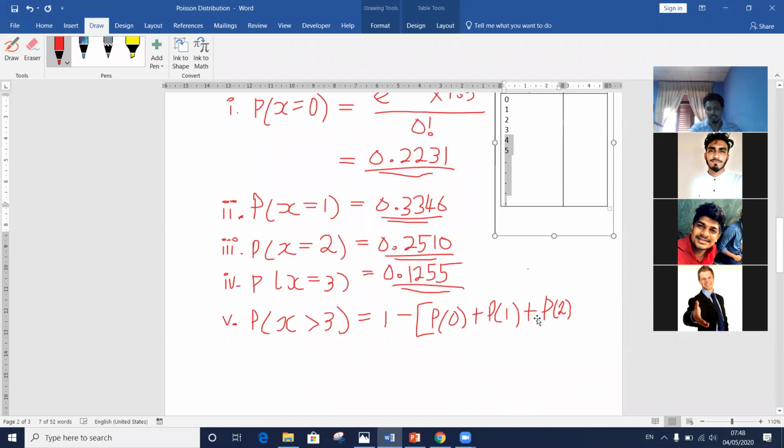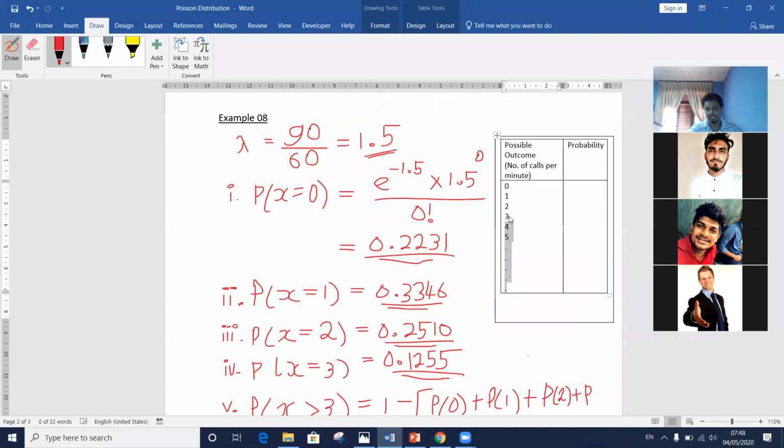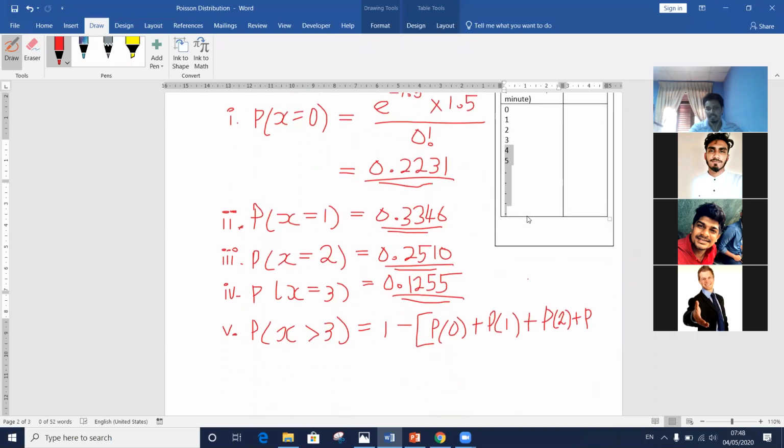So if I stop at this step, is there something else I need to do? Yes, P3 also I need to deduct, right? More than 3 calls means 3 has not been considered. You can see here 3 has not been considered. What is not considered, we remove separately. 0, 1, 2 and 3.